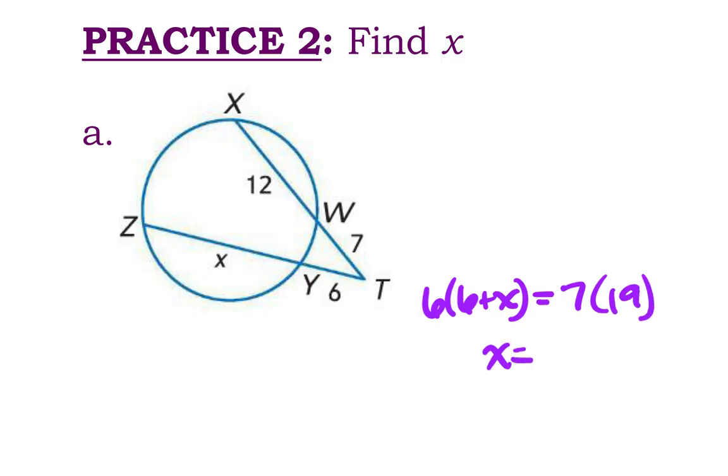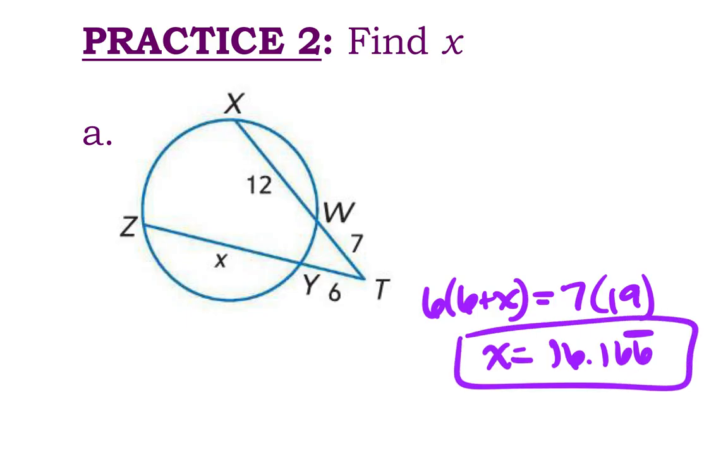Athena, what did you get for your X value? 16.66 repeating? Dom, what'd you get? 16.166 repeating? Okay. All right. It's okay. It's an ugly decimal. We can live with it.